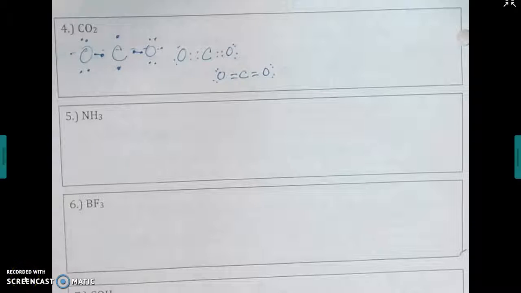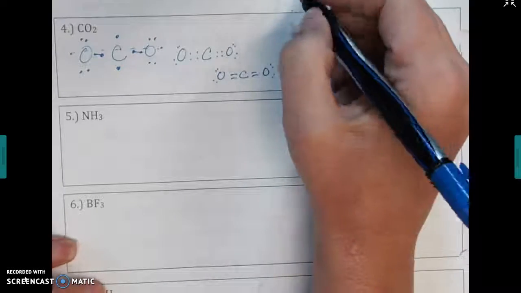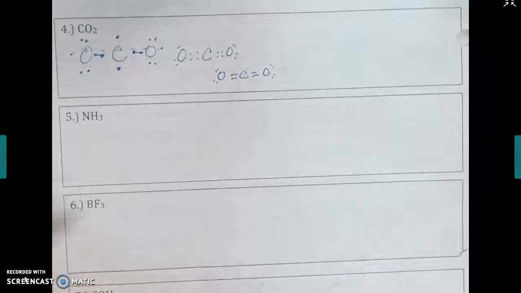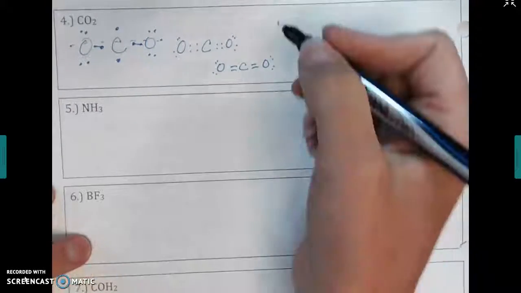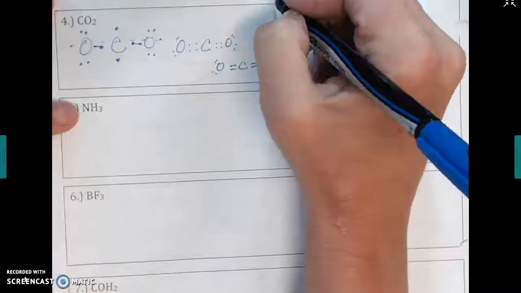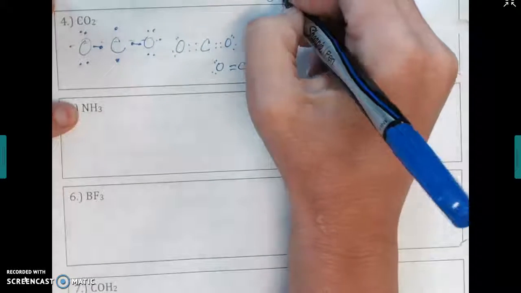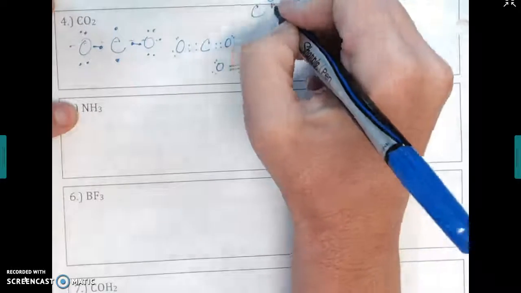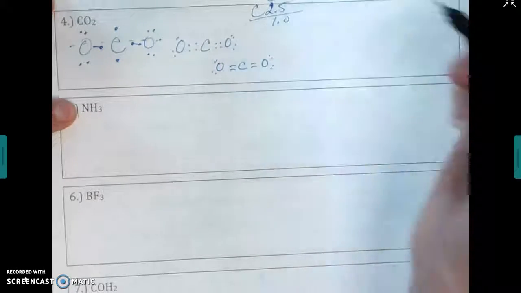Okay, so we drew the bonding structure of carbon dioxide. Now we have to find out if it's a polar covalent bond or a nonpolar covalent bond. We look at our periodic table with the dots on it because that tells me my electronegativity values. Oxygen has an electronegativity of what? 3.5, and carbon is 2.5. So a difference of 1.0.